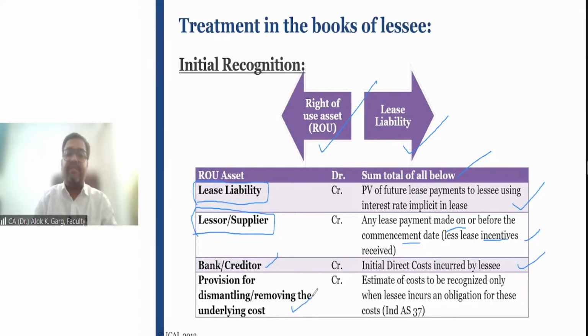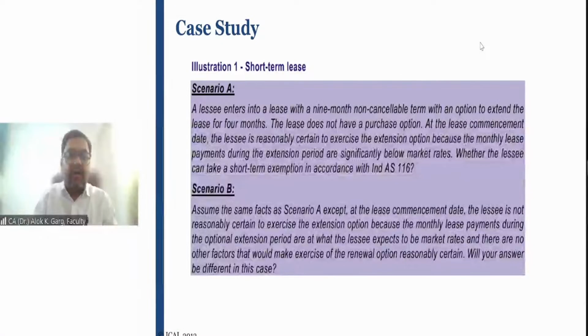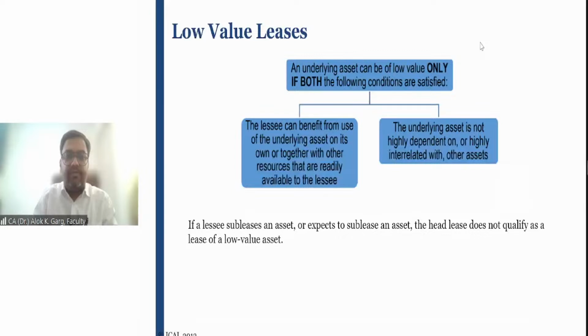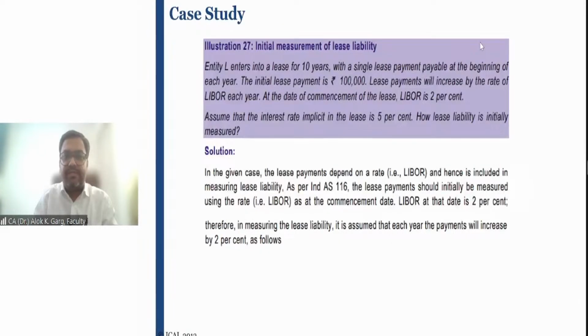Plus provision for dismantling or removing the asset, right? So again, it is an estimate of cost. It is a provision for future dismantling cost. It has to be taken at present value, and the provision needs to be created, and right of use asset needs to be debited. This is what we discussed. Now, friends, let's do some questions on right of use asset and lease liability.